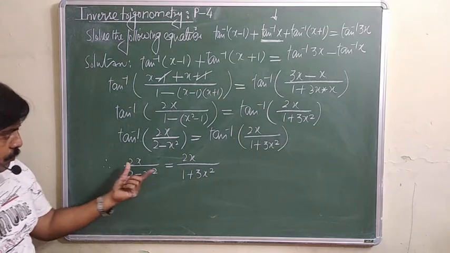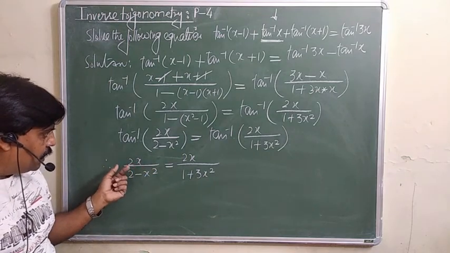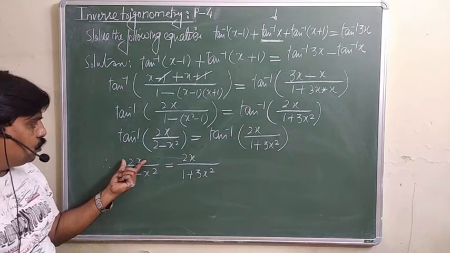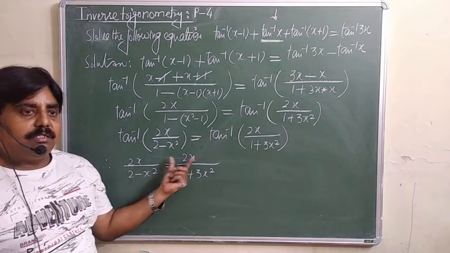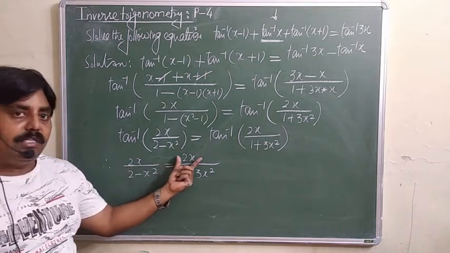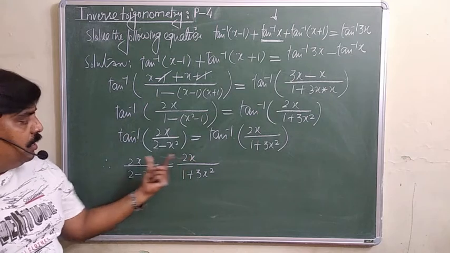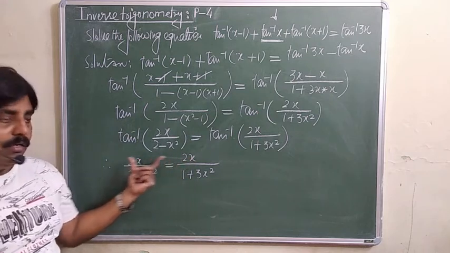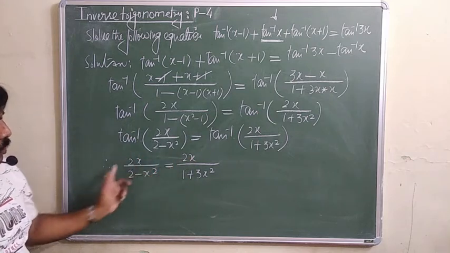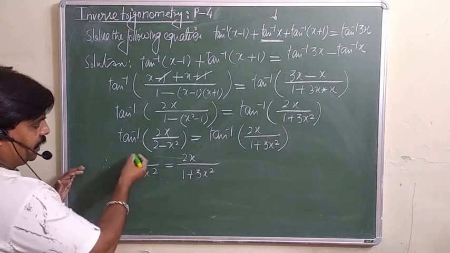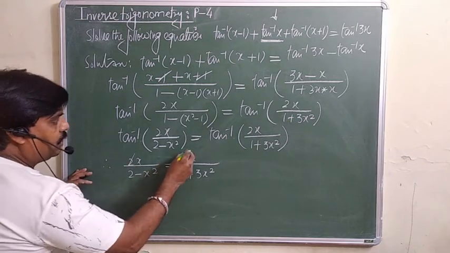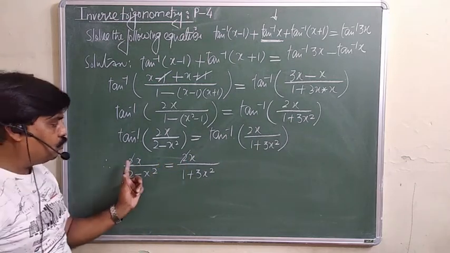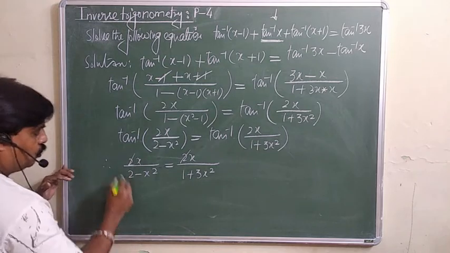Now here is the most important point. Sometimes what the children are going to do, they are going to cancel this 2x with this 2x. You cannot cancel this 2x with this one, because it's a variable. Constant terms you can cancel. If you want to cancel this 2 from here, you can cancel, there's no problem. But you are supposed to do the cross multiplication. So you will do the cross multiplication.